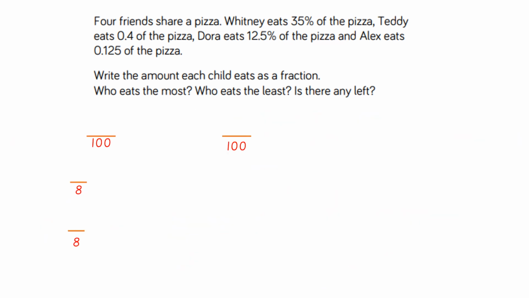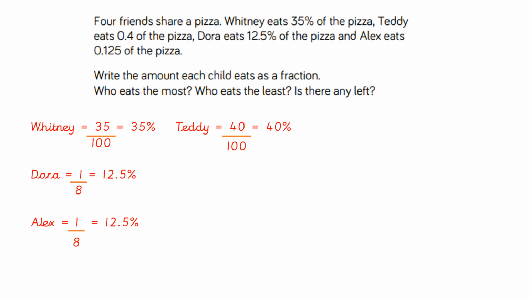That's why then, when we come on to this one, because we've got them as different fractions, so Whitney's is out of 100, Teddy's is out of 100, Dora's is out of 8 and Alex's is out of 8. So therefore it's going to be tricky for us to say who ate the most and who ate the least. So that's why we then need to go back to using percentages. So Whitney had 35%, Teddy had 40%, we know that Dora had 12.5% and Alex also had 12.5%. So who eats the most? Teddy eats the most. Who eats the least? Dora and Alex both eat the least. Okay, I've not actually written that one on, but the answer is that Dora and Alex both eat the least.